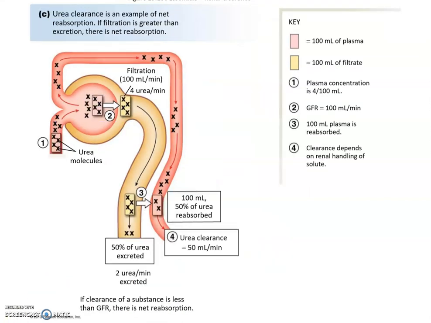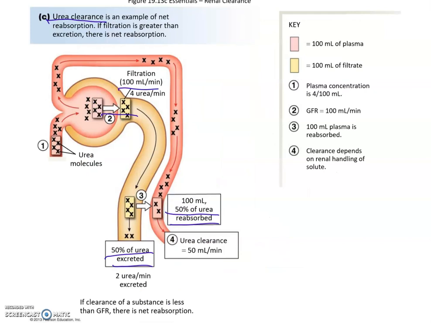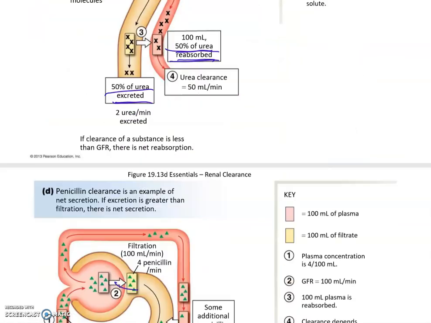Urea clearance is an example of a substance that is a waste product. On the other hand, it is still useful for osmotic pull. And so here we have a substance that is completely filtered at the glomerulus, but then 50% is reabsorbed and 50% is excreted. So here you have a mixture of some is reabsorbed, some of it is excreted.